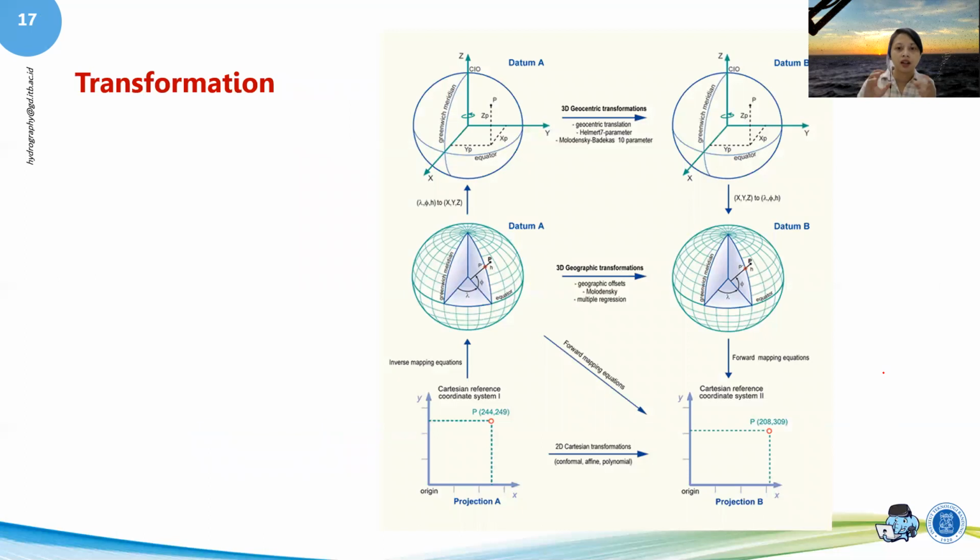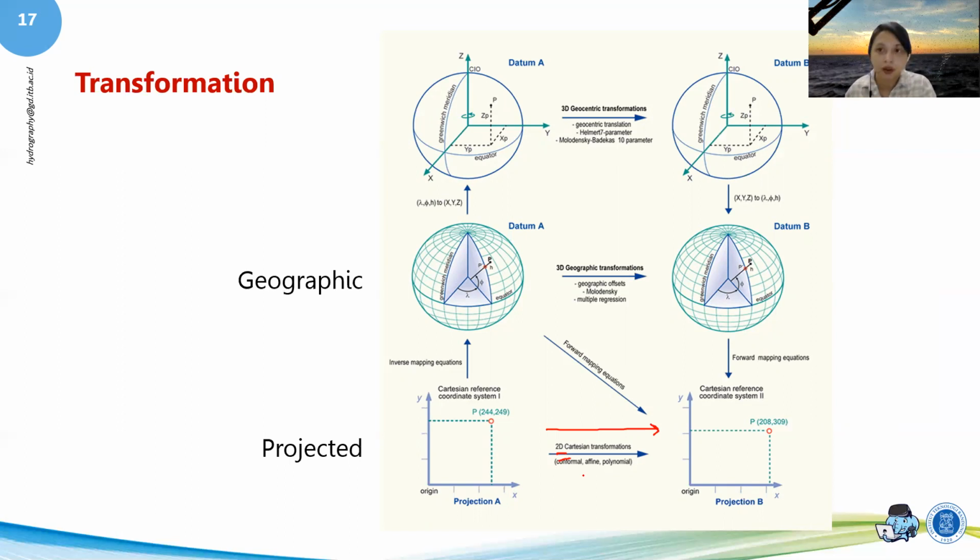And then I'd like to remind you about transformation. There are three types of transformation. The first type is the projected one, where you can go from projection A into projection B directly. That's basically a two-dimensional transformation, so you will have either conformal, affine, or polynomial. It really depends on what your data looks like.